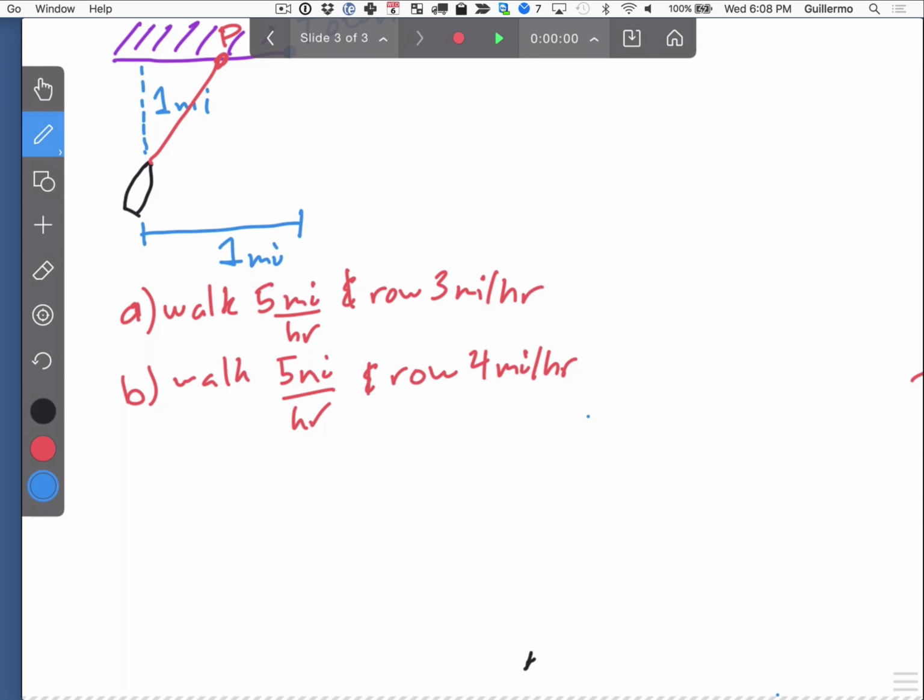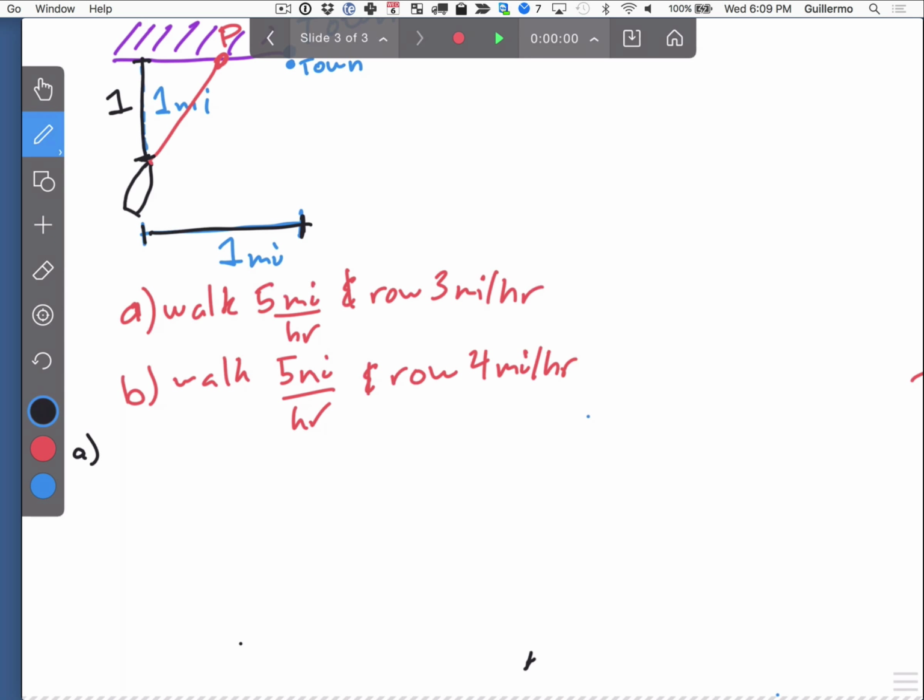So let me just kind of redraw here a little bit. So here's the town. Okay, so let's do this first one. So walk 5 miles an hour and row 3 miles an hour. What do you guys think? What should we do? Label things. Okay, so we need some variables in here, right? So we have the 1 and we have this other 1 here. So we have 1, 1. It's not really to scale, is it? But oh well, that's fine. So 1, 1. So what variables do you guys want to put on here?